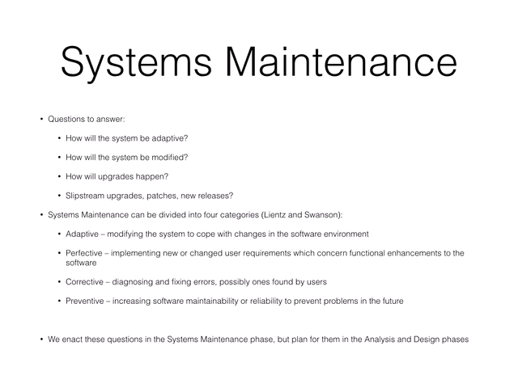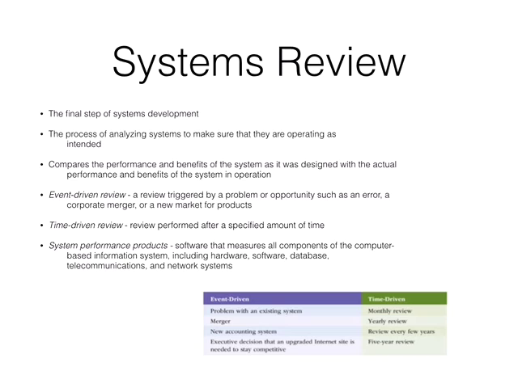So let's go to the next slide, systems review. This is not something where a lot of time is spent, but it is very important because it potentially restarts this whole cycle in long form when we're talking about the base waterfall development cycle, or in iterative fashion when we're talking about iterative development, which we'll talk about next week. So systems review is the final step of the development process. It's the process of analyzing systems to make sure they're operating as intended, and it's comparing the performance and benefits of the system as it was designed with actual performance and benefits of the system in operation. So it's comparing design with what actually happened.